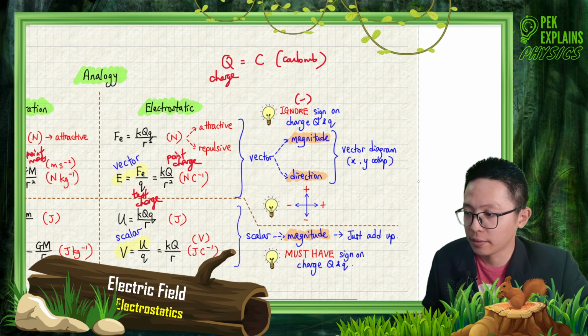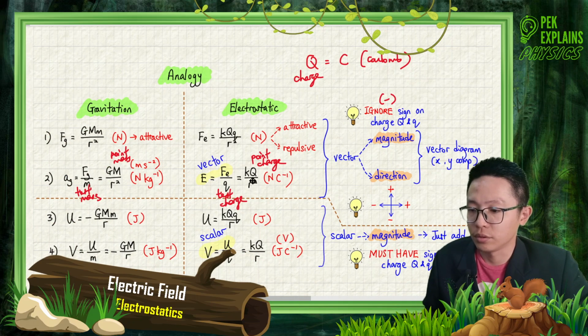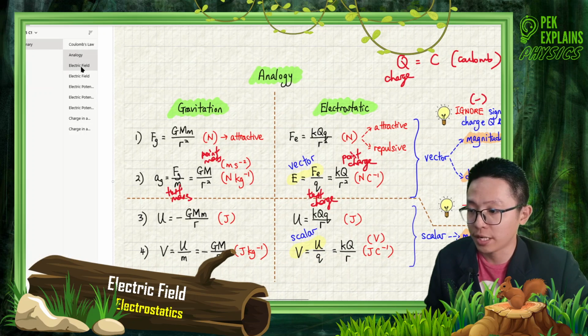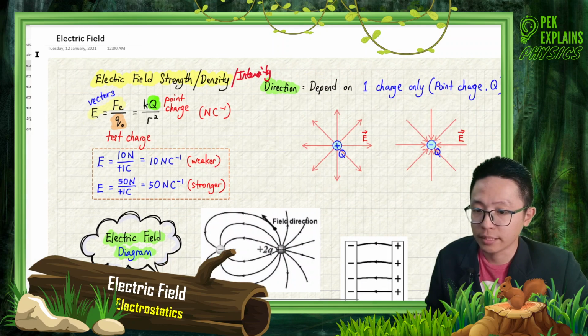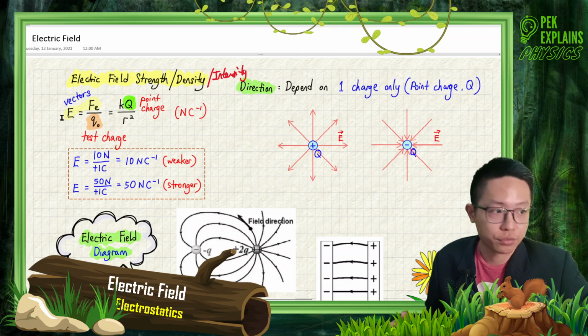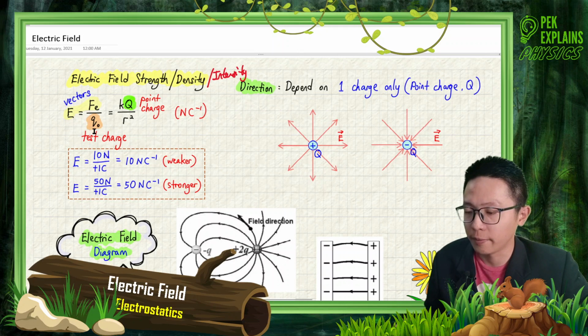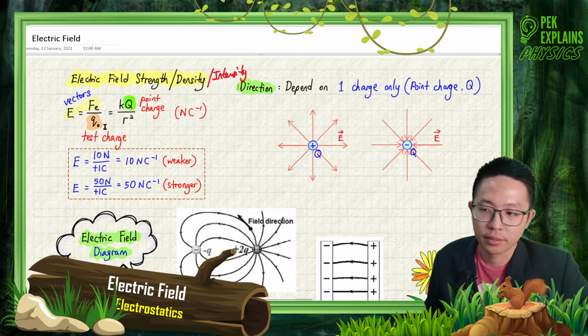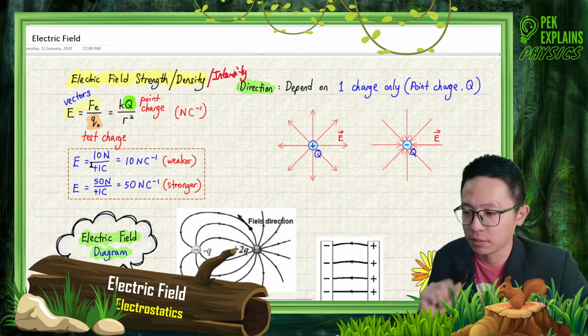Okay, enough for that. So it's the same, force per unit charge only depends on the point charge. Let us look at this one. So what is actually electric field strength? Electric field strength is actually force per unit test charge. Let us put it simple like this.